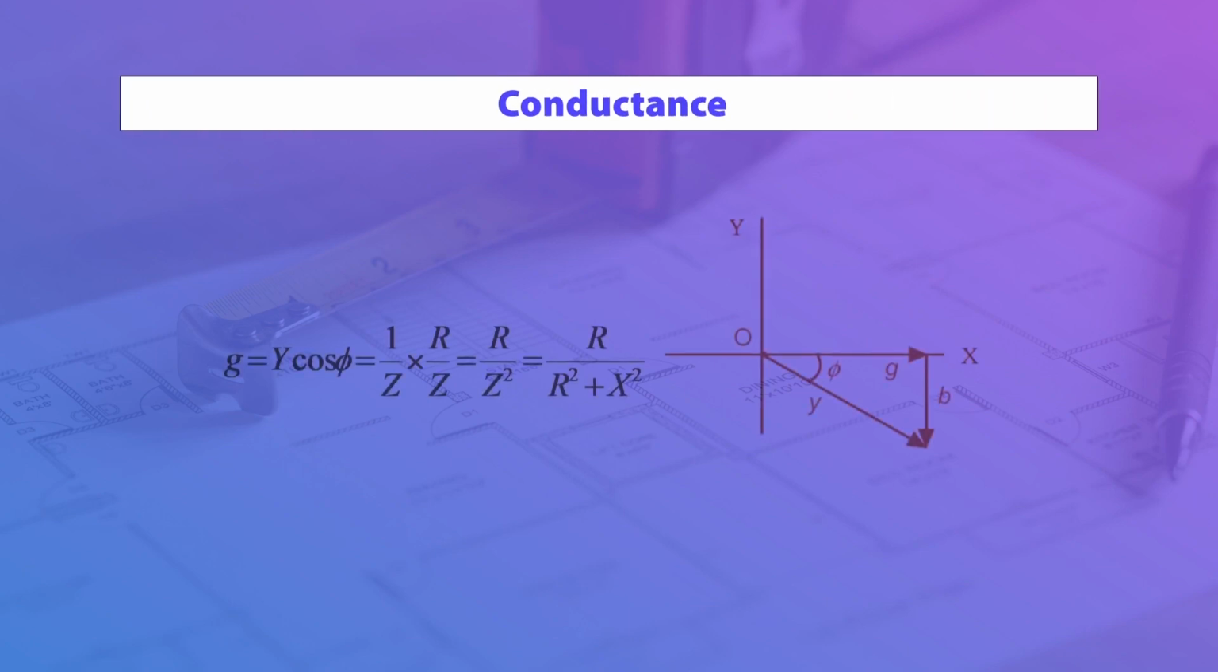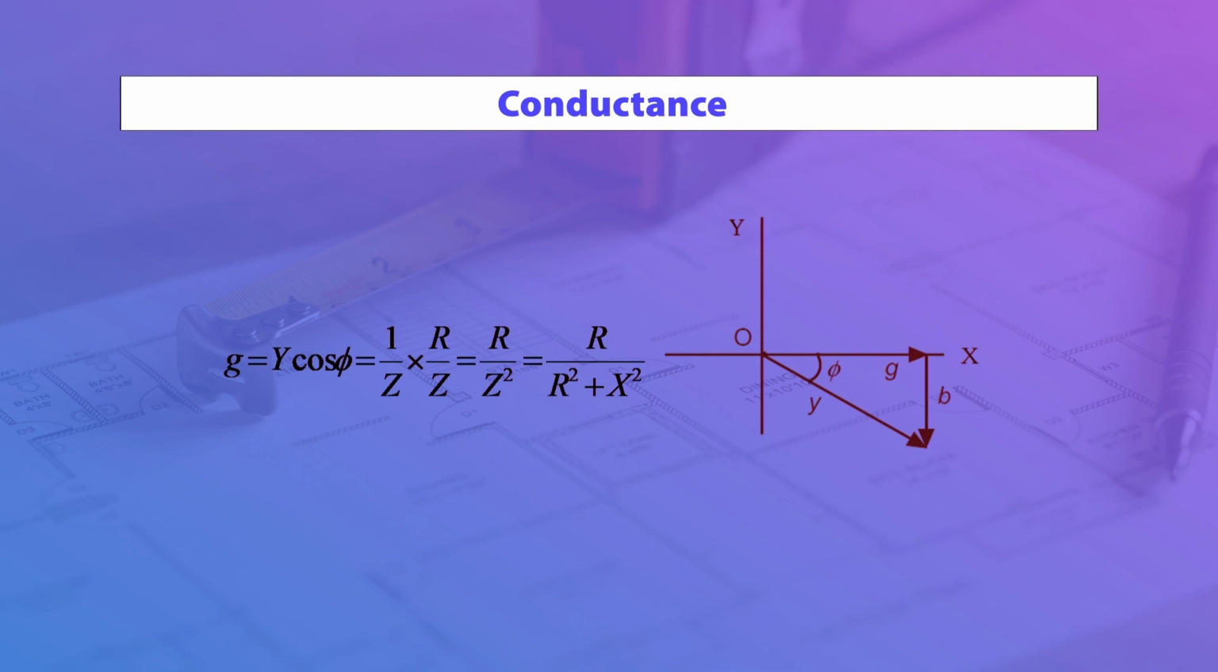Now we have to understand some other parameters or terminology. First of all, we have to understand what conductance is. The base of the admittance triangle represents conductance, as shown in the figure, and this conductance is denoted by small g, which can be written as Y cos phi, where Y is what? Y is the admittance of the circuit. So Y can be written as 1 upon Z, that means admittance is the reciprocal of the impedance.